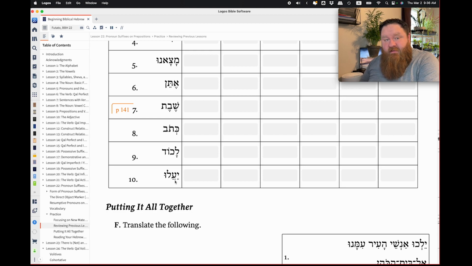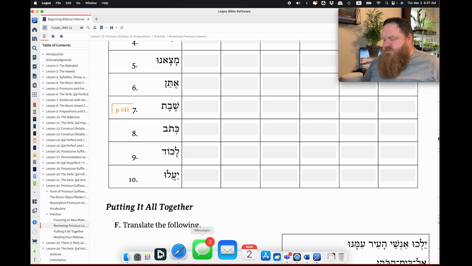When we get to the hifil imperfect, that's a different pattern of the imperfect. When we get to that, we'll see that that pattern consistently has a patak prefix vowel instead of a hirik prefix vowel. And in that case, there may be situations where the hifil and the kal imperfect look very similar, if not identical. Okay, but we'll worry about that later. All right, so that's E.